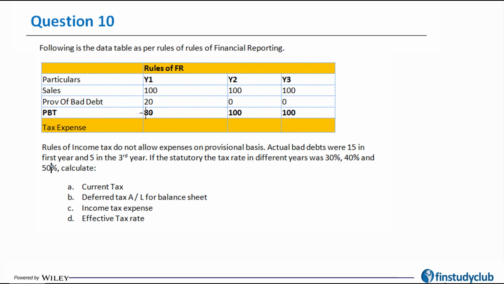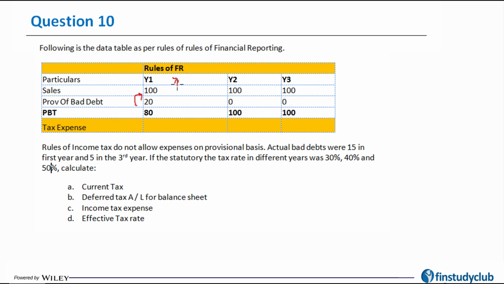So as per the rules of accrual, you have to match the direct expenses, and that's exactly what the accountant has done. Because of that, your profit before tax has gone down to 80. Now obviously the rules of the income tax do not allow the expenses on a provisional basis. If income tax has to redraw the same income statement, they will give you an expense only to the tune of the amount of bad debt that you will actually experience. So the actual bad debt was 15 in the 1st year.